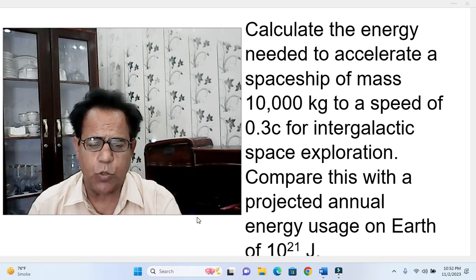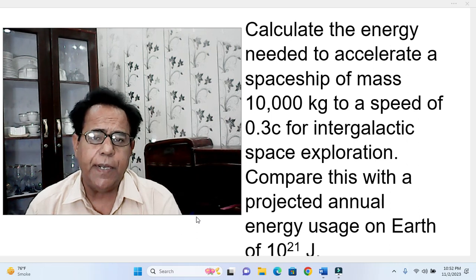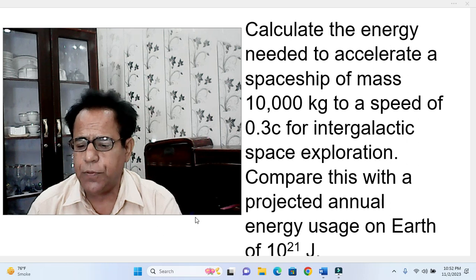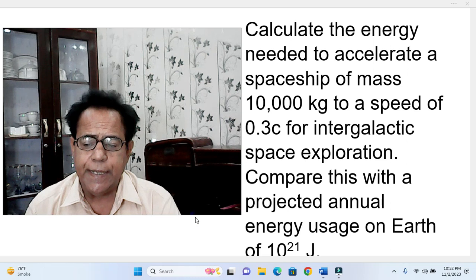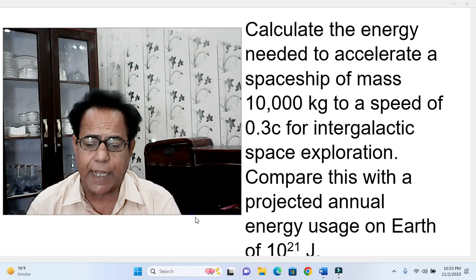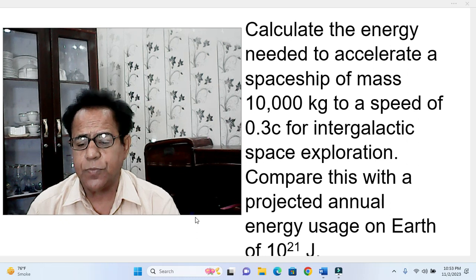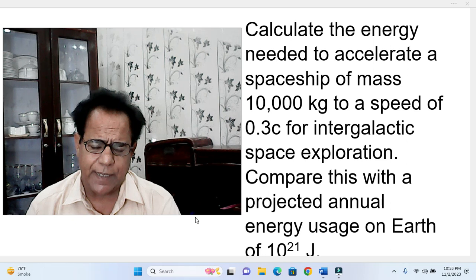Problem having been chosen from the same book, Modern Physics by Stephen T. Thornton and Andrew Rex. As usual, we first come to its statement. Calculate the energy needed to accelerate a spaceship of mass 10,000 kilogram to a speed of 0.3c. 0.3c means approximately 30% of the speed of light.